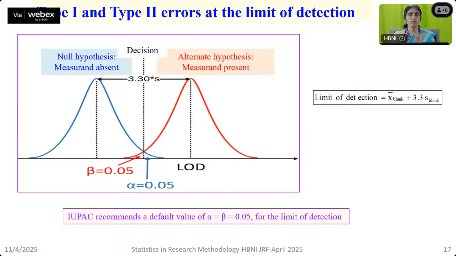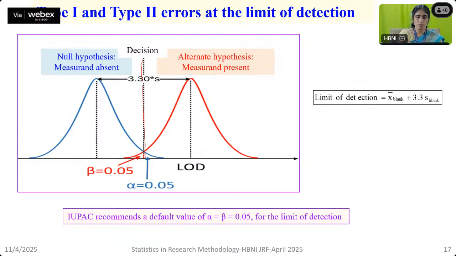But when we move the red curve towards the right side, we will reach a point at which this central dotted line corresponds to the following. Keeping the alpha error at 0.05 only, we are now shifting the red curve towards the upper side. Then a point will be reached wherein the beta error, the type 2 error, will also be 0.05. Alpha equal to beta equal to 0.05.